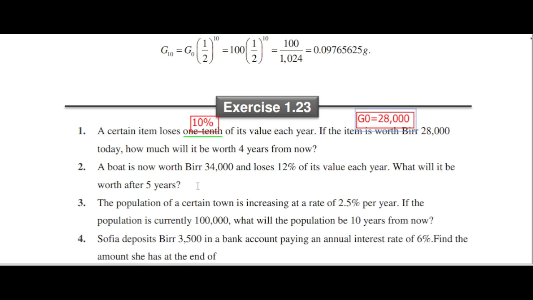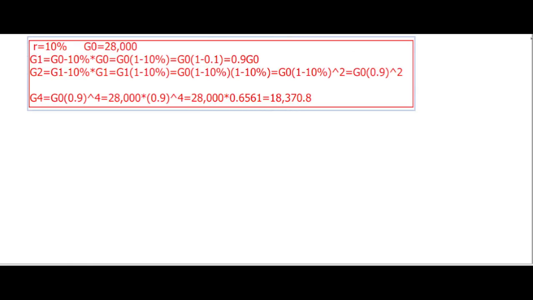A boat is now worth 34,000 and loses 12% of its value each year. What will it be worth after 5 years? Let's take this as G naught and this as rate 12%.